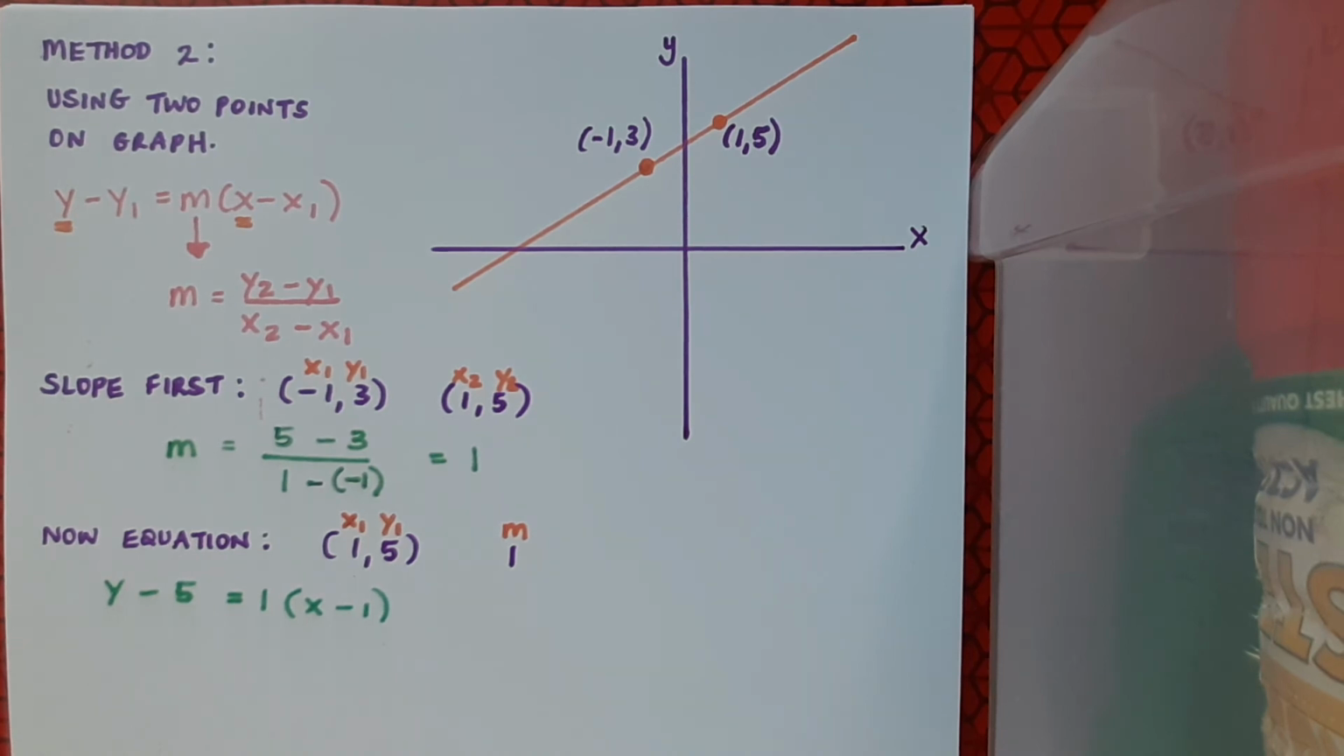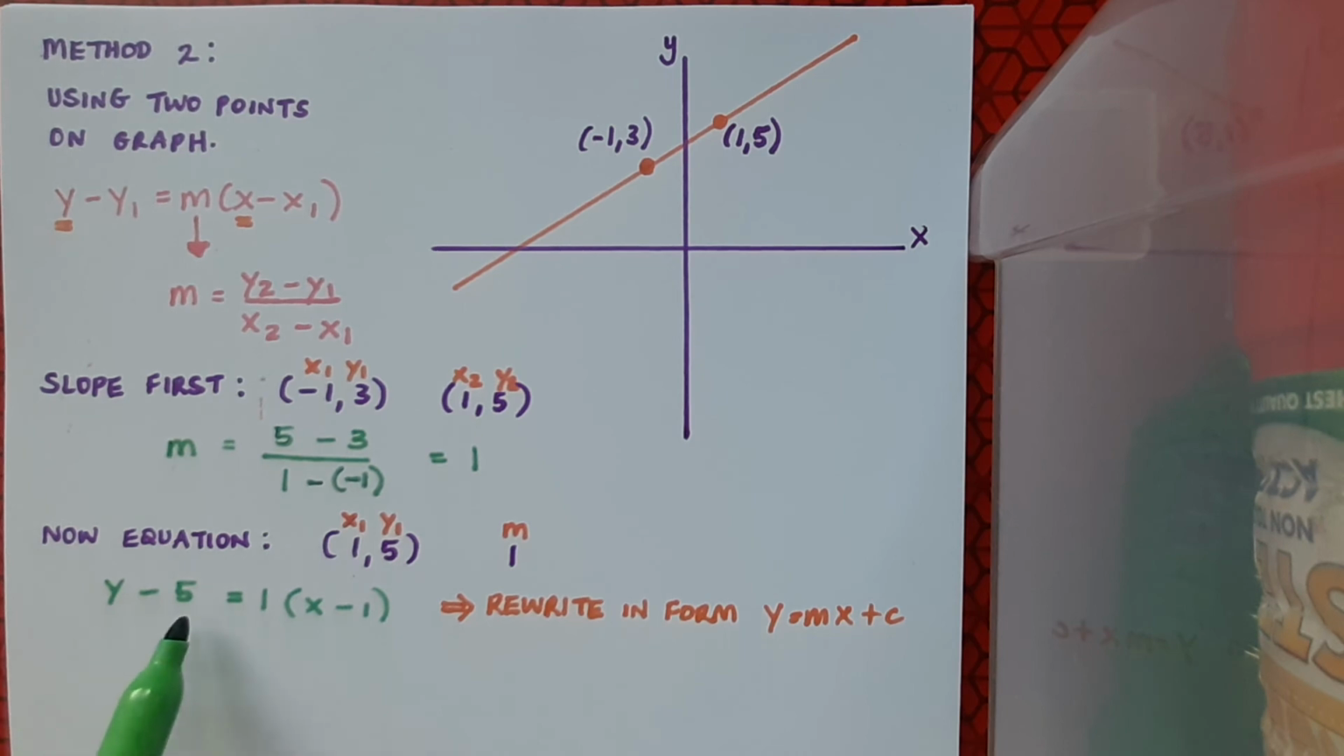Now I'd like to tidy this up a little bit, because even though I've used this formula, I do like to try and write my final equation in the form y equals mx plus c, but that's pretty easy to do. I'll start by multiplying out the bracket on the right hand side. There's nothing to do on the left, I can leave it exactly as it is. So I'll get y minus 5 equals, well, 1 by x is 1x, and 1 by minus 1 is minus 1. I've got a little bit more to do.